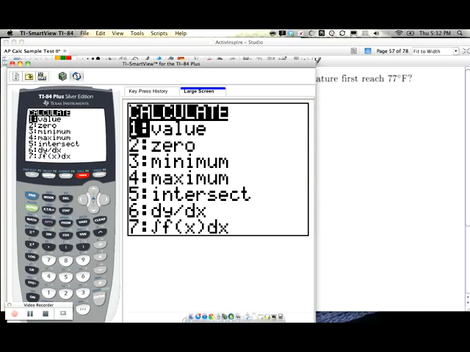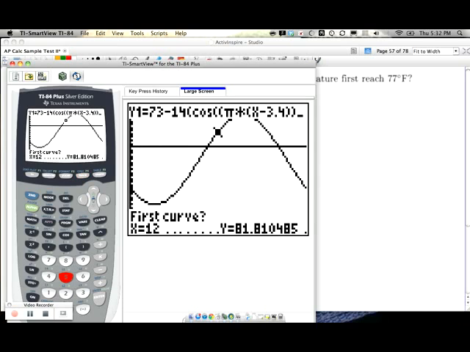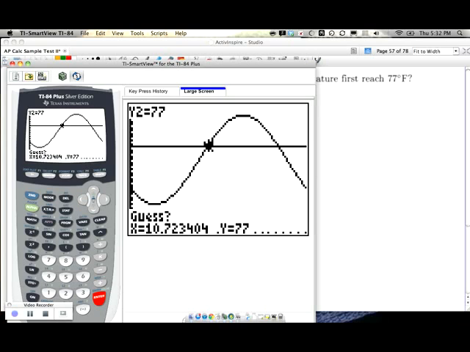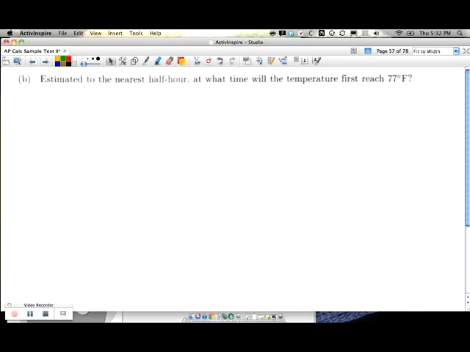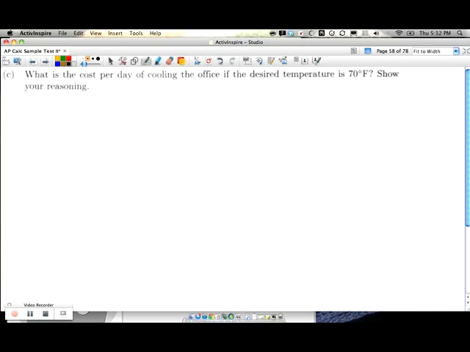Let's find the intersection. Second, calculate the intersection. So we're about there. It looks like it's right at about 10 hours, but let's go ahead and check it out. Second curve. Guess. The intersection is at 10.5, so that'd be at 10.5 hours. So at t equals 10.5, that means it's at 10:30 a.m. These are pretty easy questions.